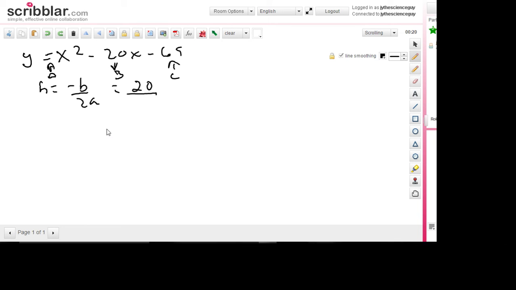Over 2a. What number's in front of x squared? If there's not a number there, then it's a 1. So it's just 20 over 2, which equals 10. Okay. Now what do I do with the 10? Because that gives me my h. You plug it back in for x. So we have 10 squared minus 20 times 10 plus 69. Okay, so you do that.